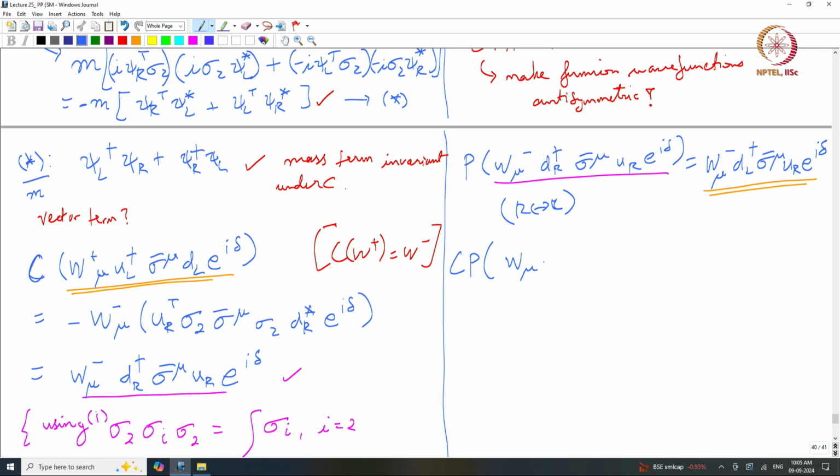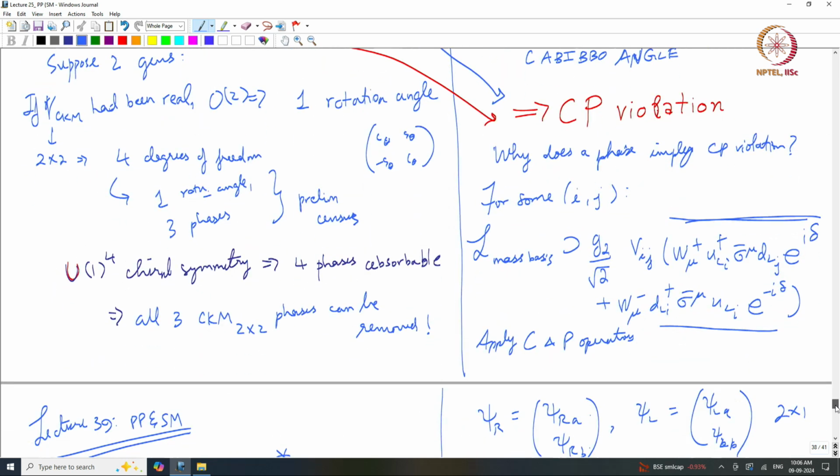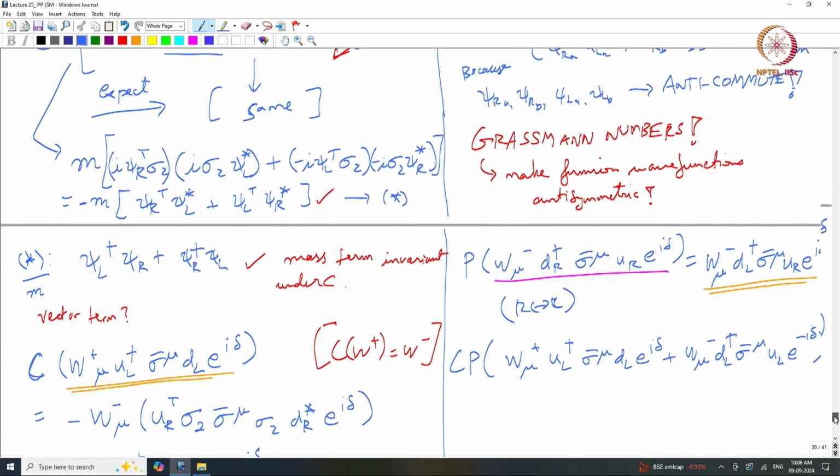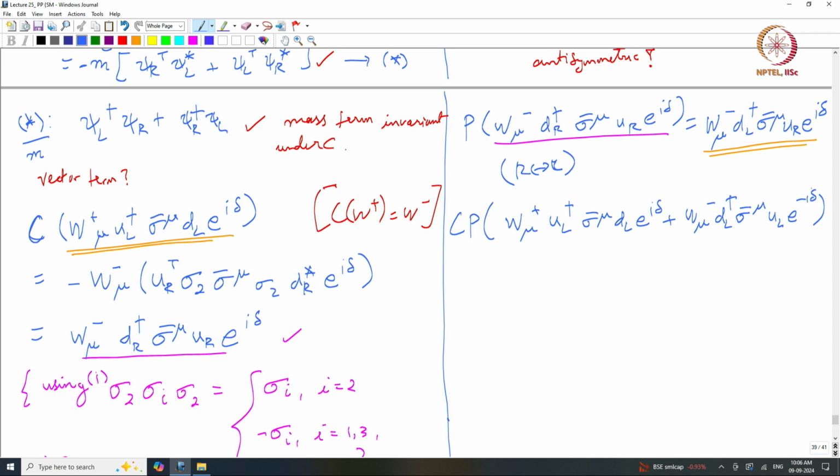So under CP that term, okay, up to some coupling constants was nothing but sigma bar mu dl e power I delta plus w mu minus dl dagger sigma bar mu ul e power minus I delta. That is the crucial part here, right? When we wrote down the Hermitian conjugate, we had a minus here, correct? So let us see what happens under CP, and I am going to write this down in a certain way. Okay, I am going to first write down the CP conjugate of this term, the second term. Okay, what is that?